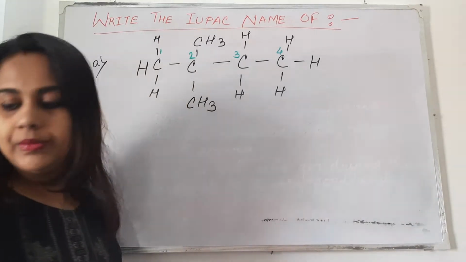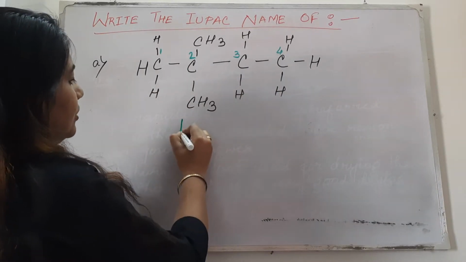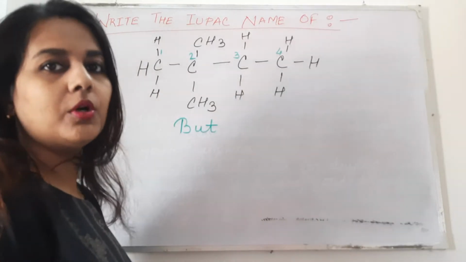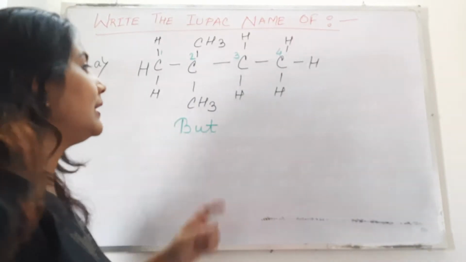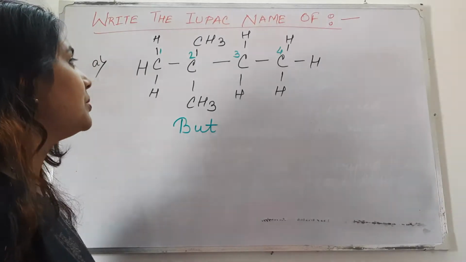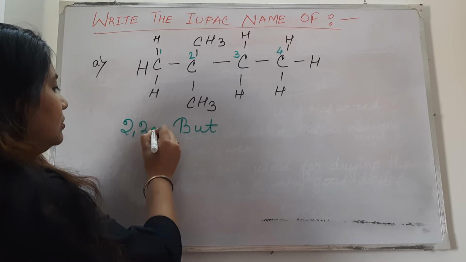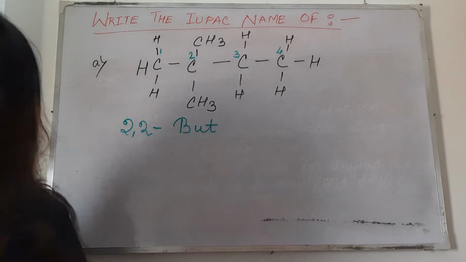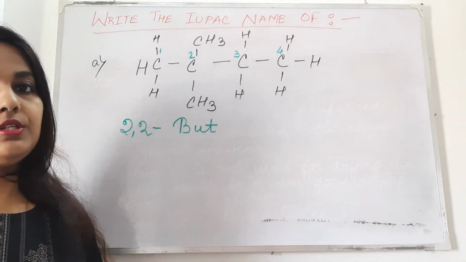So the name of the compound will be, the root name will be but-. All the bonds are single bonds, so it will be -ane. But before that, I have to think there are two alkyl groups present at the second position. So the name will become 2,2. But will not come first. It will come after the alkyl group has been mentioned here.